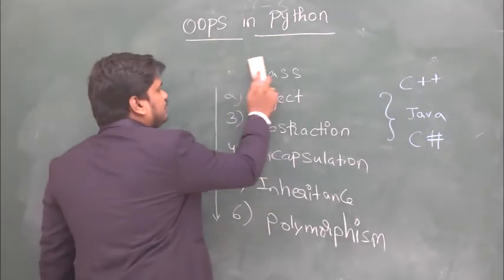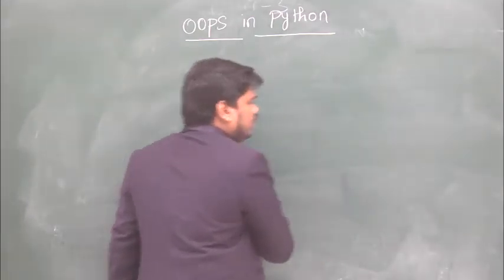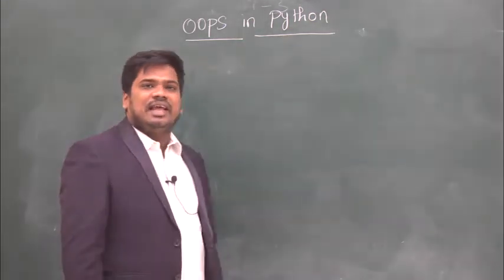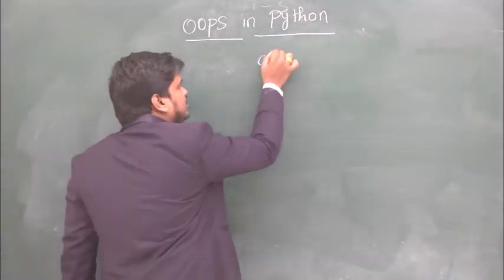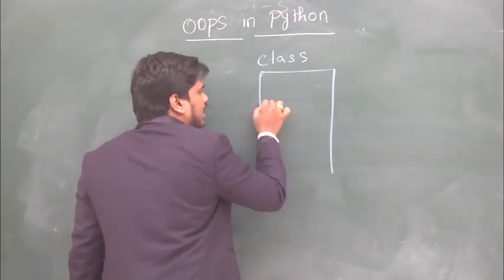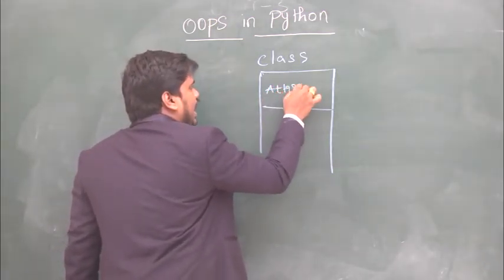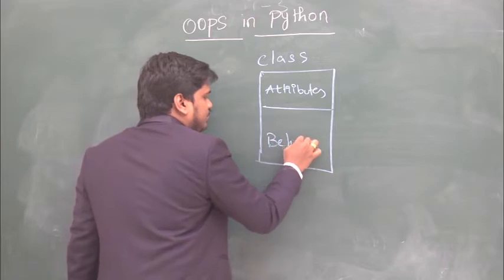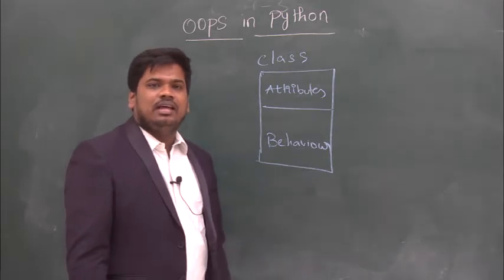So coming to the very first important thing, that is a class. What is a class? A class is nothing but a blueprint. Observe carefully, this is my class. A class consists of attributes, and a class consists of behavior.